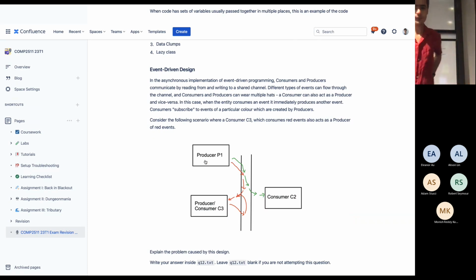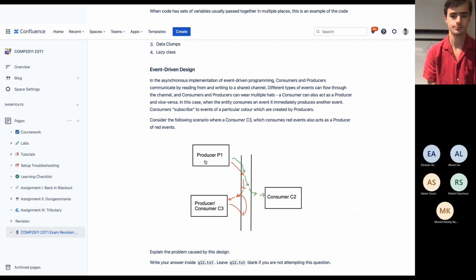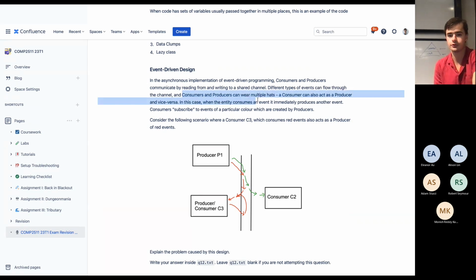Okay, event-driven design. This is all the producer-consumer stuff that I had the pleasure of talking to you guys about in week 9. It is in the test, so make sure you know it. Different types of events can flow through the channel. Consumers, so this is an important one, where producers and consumers can wear multiple hats. A consumer can act as a producer and vice versa.